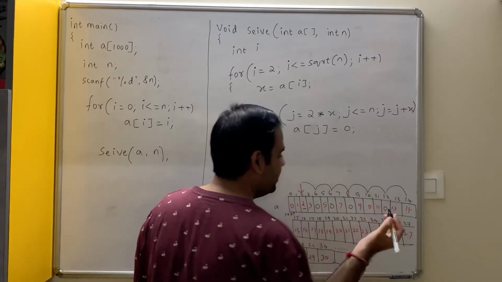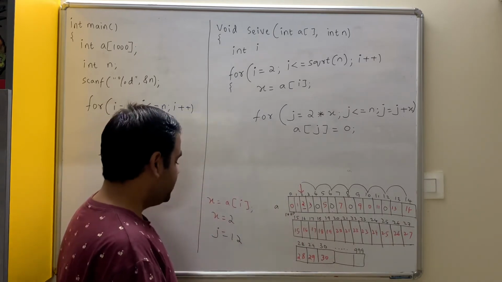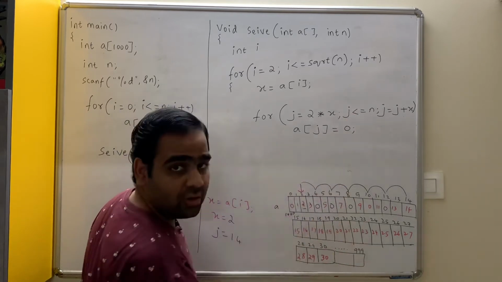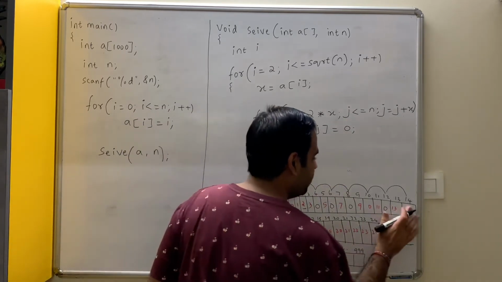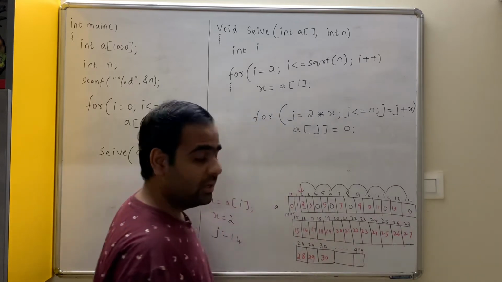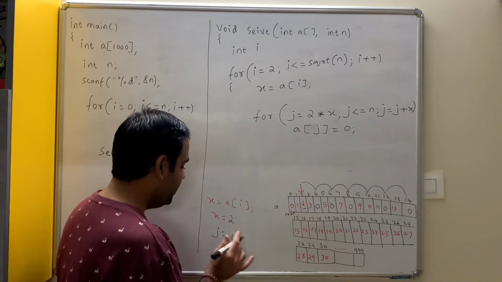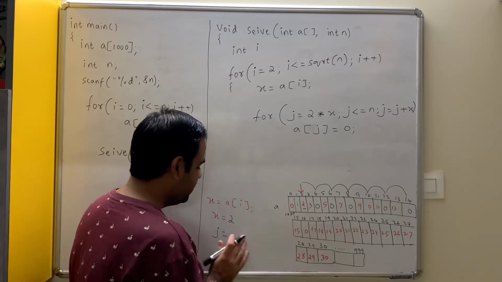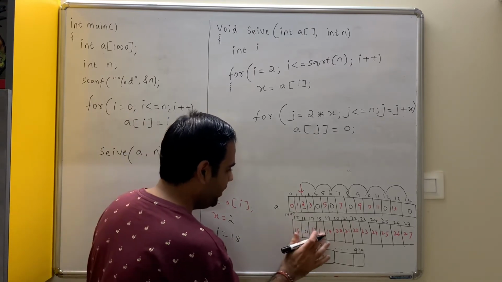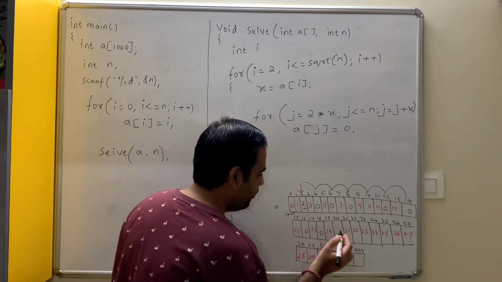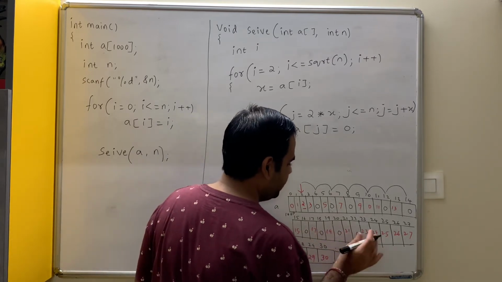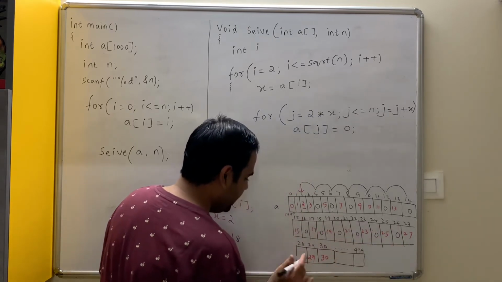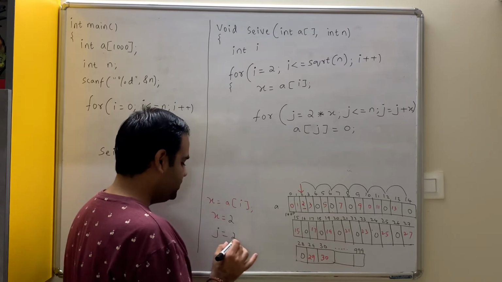J is j plus x. 12 plus 2 is 14. 14 less than or equal to 30 is true. And you say A of 14 is equal to 0. J is j plus x. 14 plus 2 is 16. Are you getting it? A of 16 is equal to 0. 16 plus 2 is 18. A of 18 is 0. So on up to A of 20 will become 0. 22 will become 0. 24 will become 0. 26, 28. Okay. Now the value of j is 28.